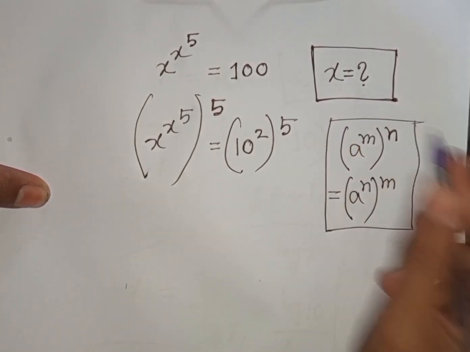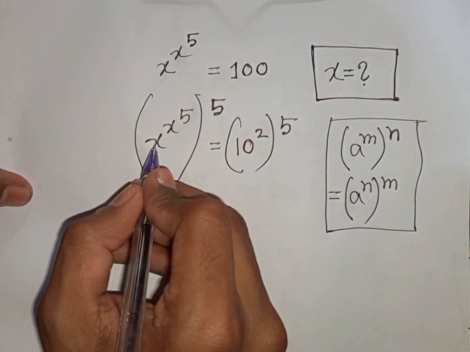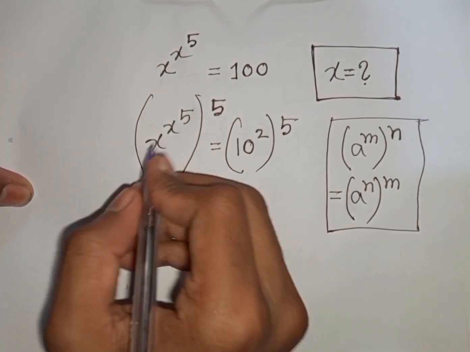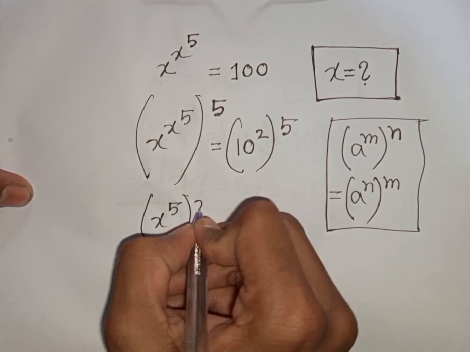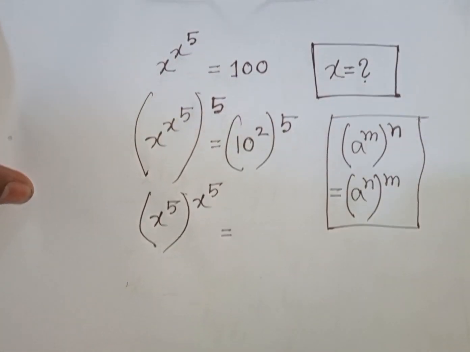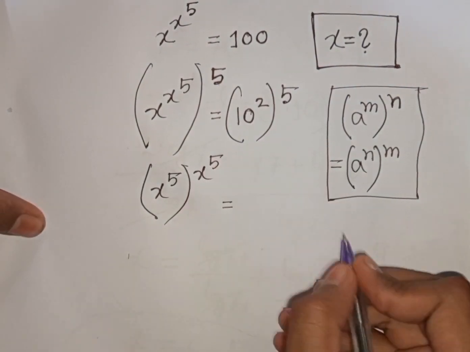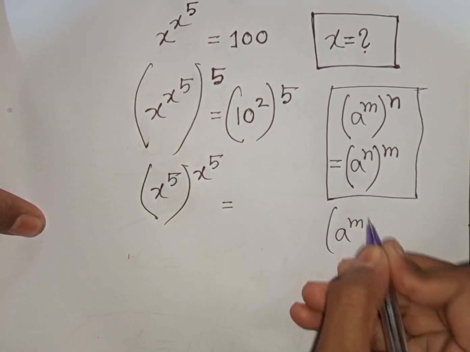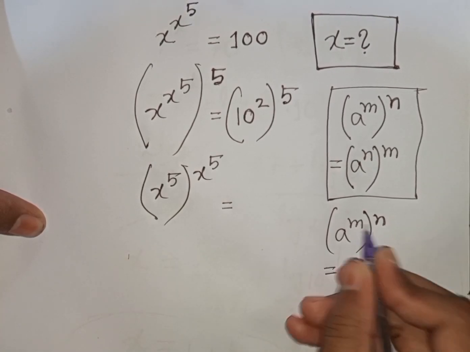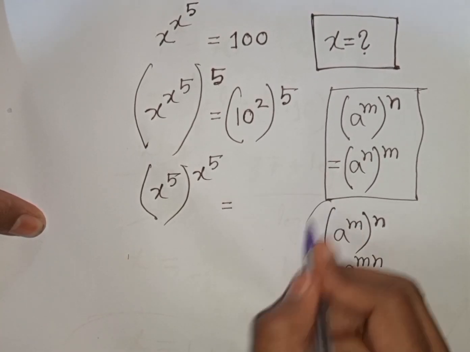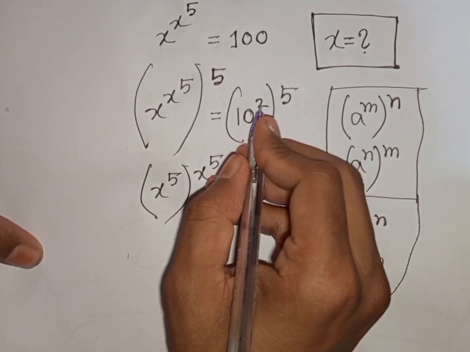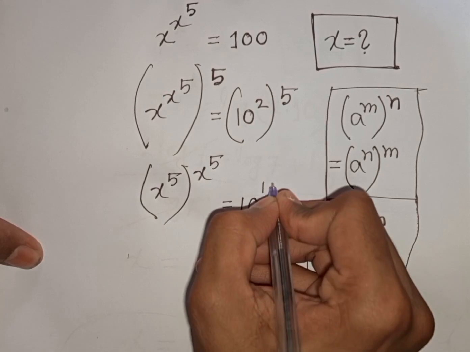So according to this rule, we can write here x power 5, then bracket power of x to the power 5, is equal to... Here you can apply this formula: a power m, bracket power n, is equal to a power of mn. So according to this formula I can write here 10 power of 2 times 5, that means it will be 10 power 10.